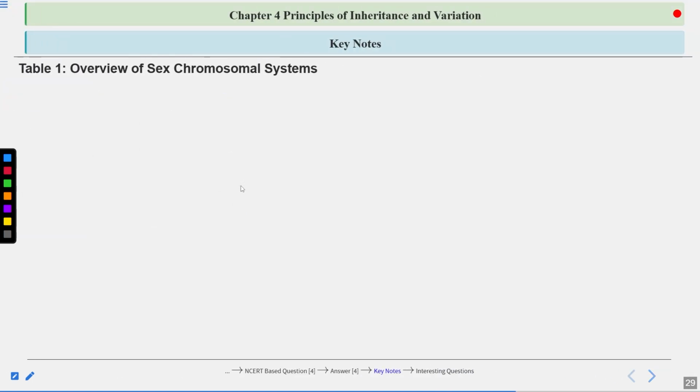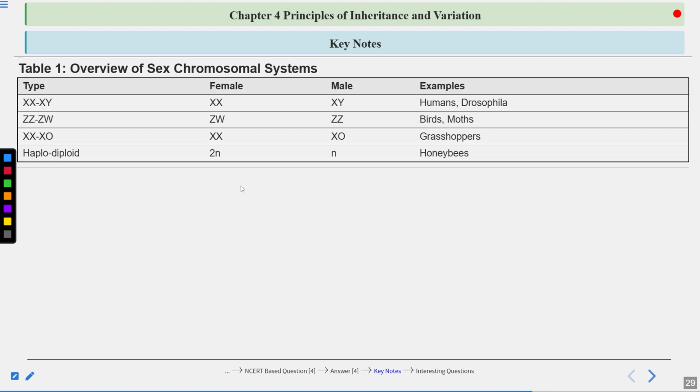Now let's discuss some keynotes related to these topics. So what is the overview of the sex determination systems? We talked about 4 sex determination systems here: XX and XY, ZZ and ZW, XX and X0, and the haplodiploid system. So you should remember whether the males have a pair of X chromosomes or they have Z and W chromosomes. In each type of sex determination system, you should remember which sex chromosome is present in females and the males. Then you should remember the examples also. Okay, the haplodiploid system is different. Here there is no sex chromosome involved.